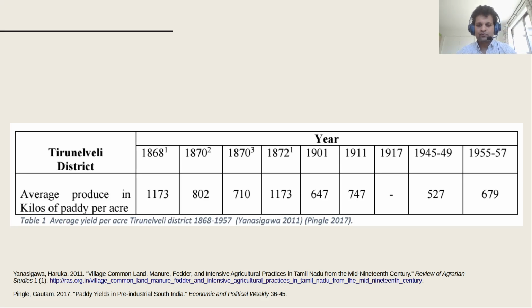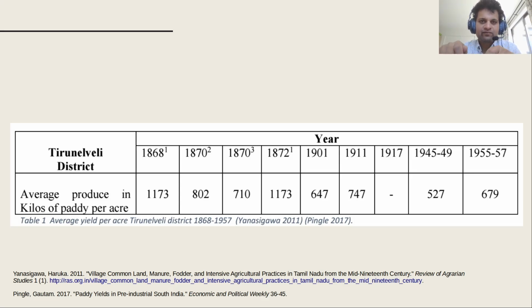This is a composite table I created based on the data provided by two researchers. One is Pingre, and I've given the links to both the papers. You can freeze the slide, and if I remember, I'll also link them in the description. And Yanasigawa. This talks about the average yield per acre in terms of paddy.